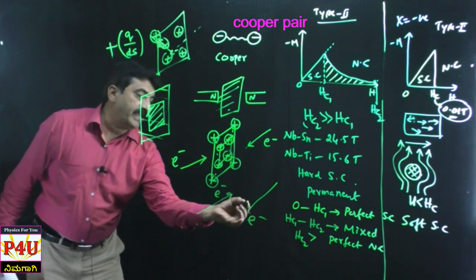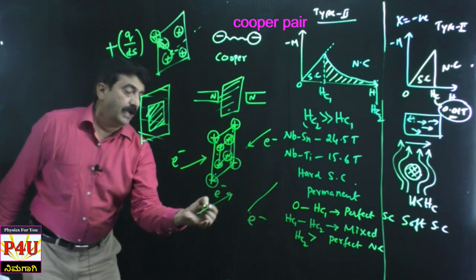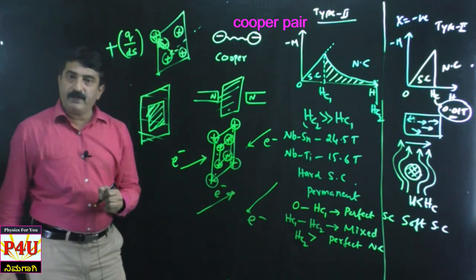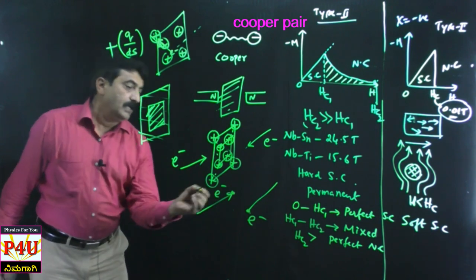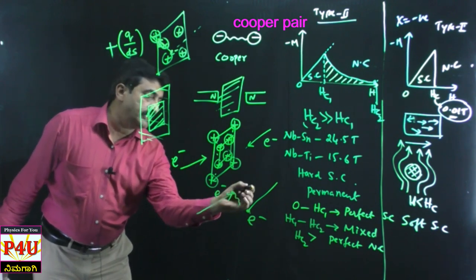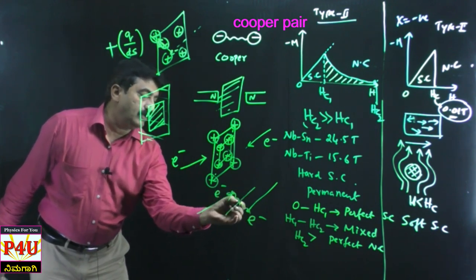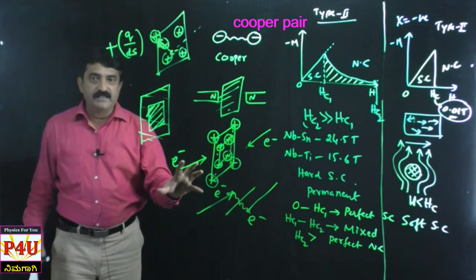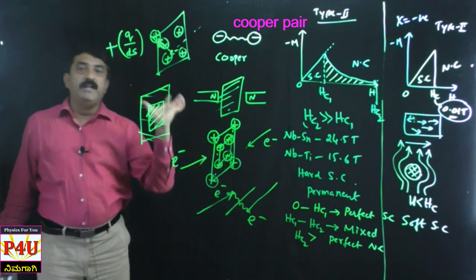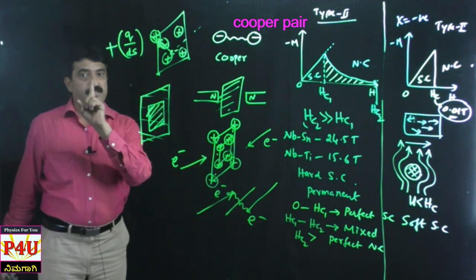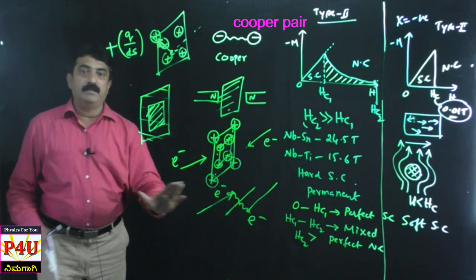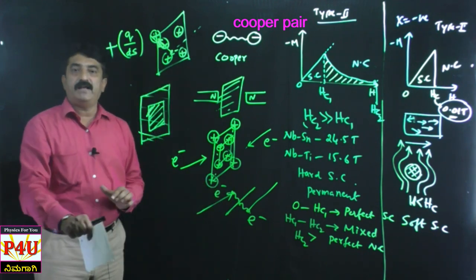This electron created the positive cloud here, and because of that this electron will stop here. Already this electron has stopped here, this also will stop here, and this electron will lose energy to the lattice. So as a result, there arises a sort of bonding between the electrons, but without the help of the lattice it is not possible. Here the lattice is the mediator.